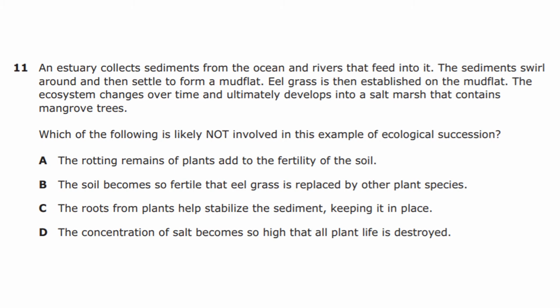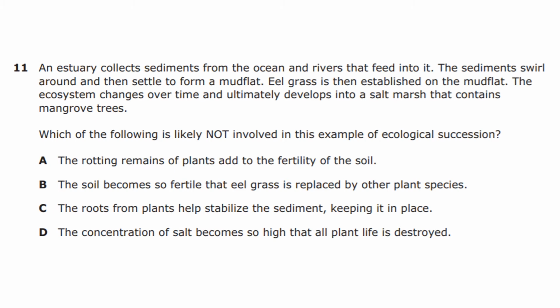It's got seeds that are brought in. In primary succession, we have bare rock that has to be broken down into soil. In this case, we've already got the soil. It's coming from sediments from the ocean and sediments from the rivers. And so this would be an example of secondary succession, actually.